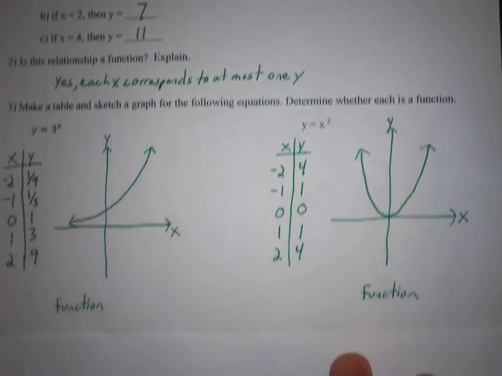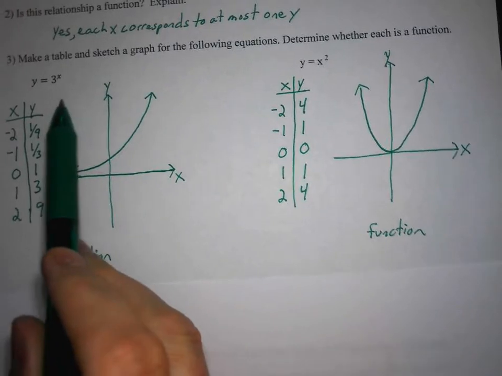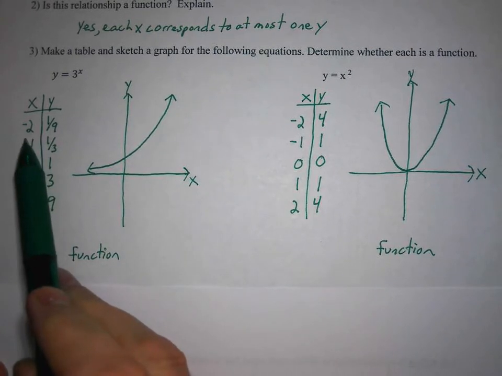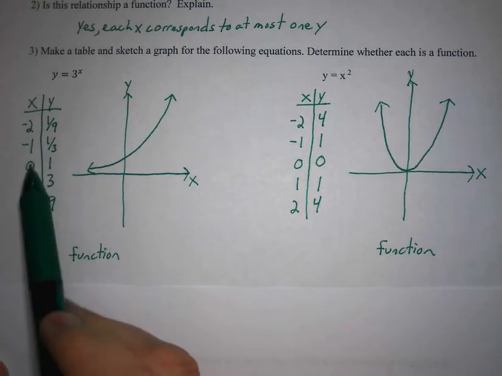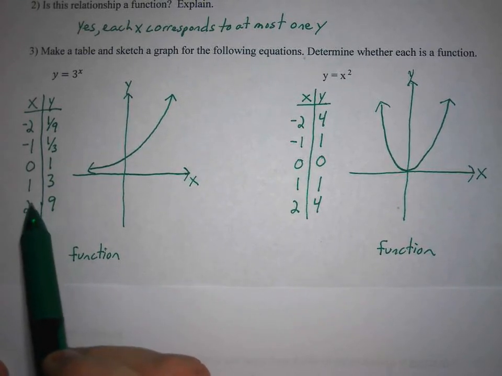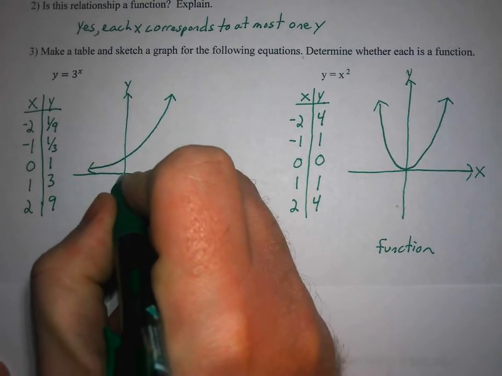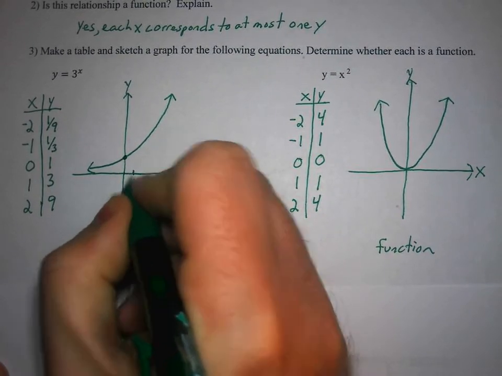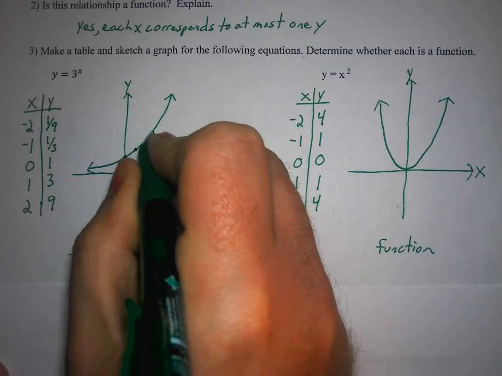When you look at the table and the sketch of the graph, y equals 3 to the x, that's this curve here. Notice that when x is negative 2, we get 1/9 or 0.111 repeating if you make it a decimal. Negative 1 gives us 1/3 or 0.3 repeating. So notice there's no x value that gives us two different answers for y. Graphically, if x equals 0, we're up here at y equals 1. If x equals 1, we're up here at 3. If x equals 2, we're up here at 9.